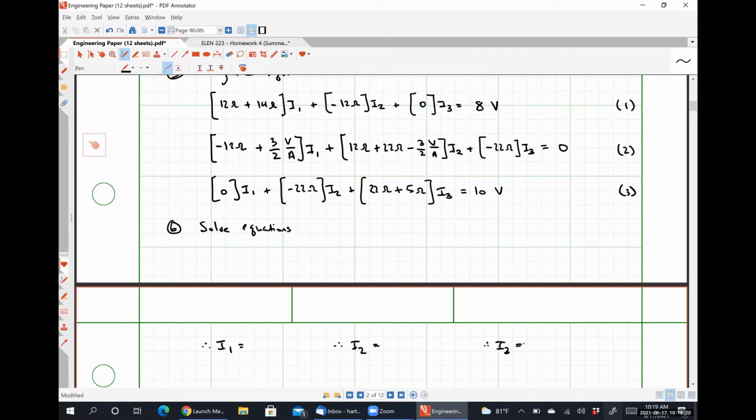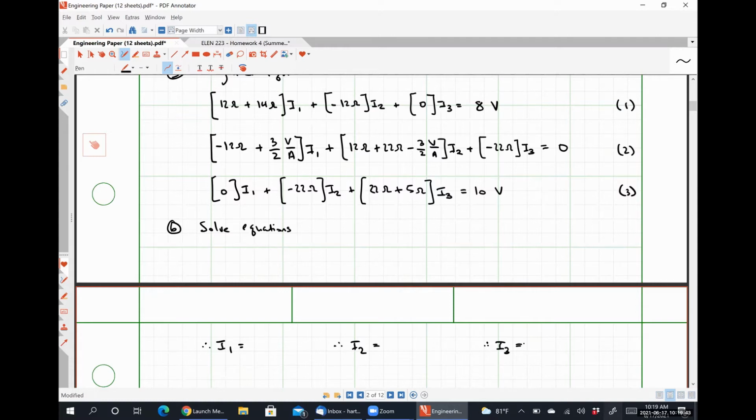I got I1 equals 2 amps. 2 amps. Actually, I think I might be wrong. I got all of them to be equal to 2. Maybe I entered a few of the coefficients wrong. So yeah, I didn't get 2 for any of them. So okay, did anybody else get something?